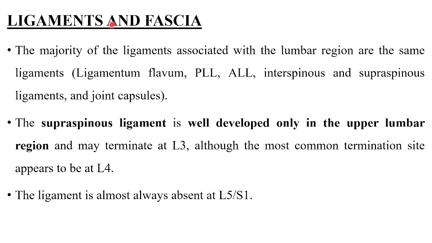And coming to the ligaments and fascia, the majority of the ligaments associated with the lumbar region are the same ligaments as in the other regions, such as the ligamentum flavum, posterior longitudinal ligament, anterior longitudinal ligament, interspinous and supraspinous ligaments, as well as the apophyseal joint capsules. The supraspinous ligament is well developed only in the upper lumbar region and may terminate at L3, although the most common termination site appears to be the fourth lumbar vertebra. The ligament is almost always absent at the L5-S1 junction, that is the lumbosacral junction.